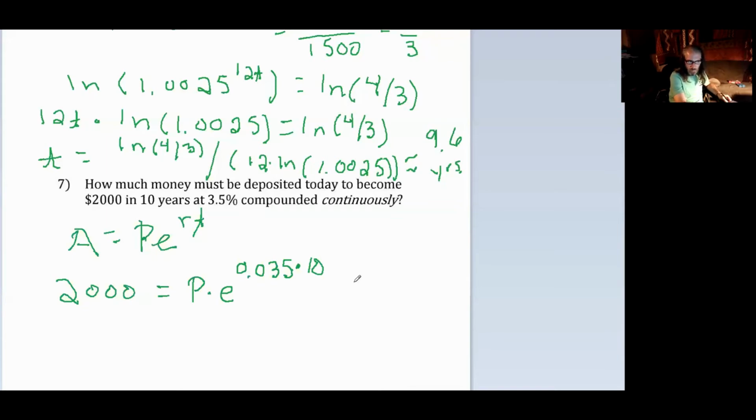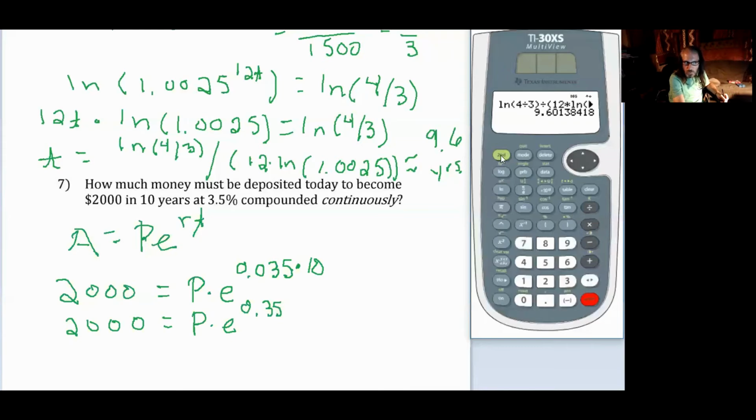Now, whatever this is, 0.035 times 10, we can simplify that. 0.35. e is just a number. You don't have to use that approximation that I mentioned earlier, because the calculator has an even more exact one. This is not all of it, but it's more exact than saying 2.72. So use the calculator's approximation for that.